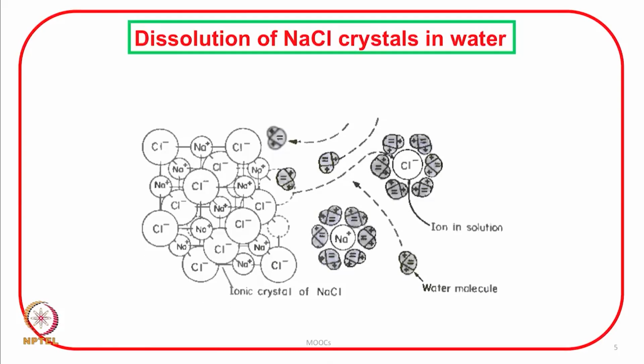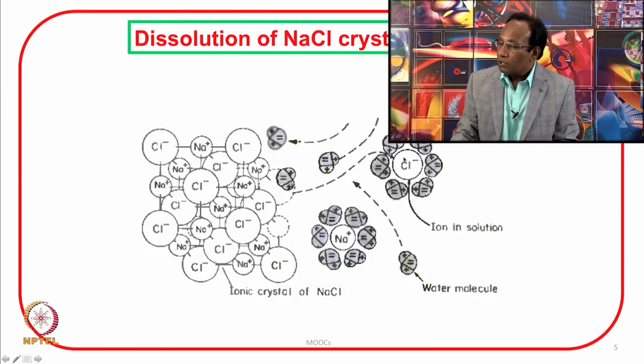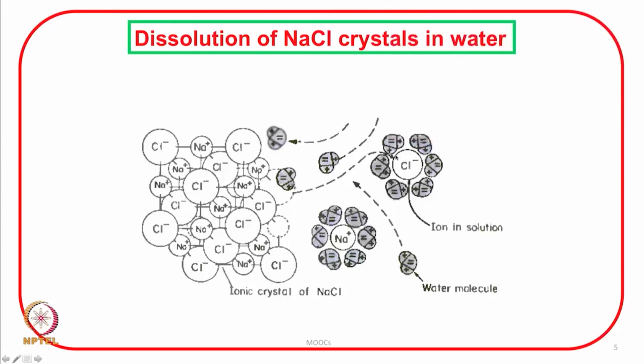So, what happens when you dissolve sodium chloride crystals in water? Sodium chloride from the crystal is ionized, and you see the sodium ion is surrounded by water molecules, where the positive charge interacts with the negative end of water. Similarly, the chloride ion is surrounded by water molecules, where this anion is interacting with the positive ends of the water molecules. So, this is the scenario of the solvent structure around the central ion.